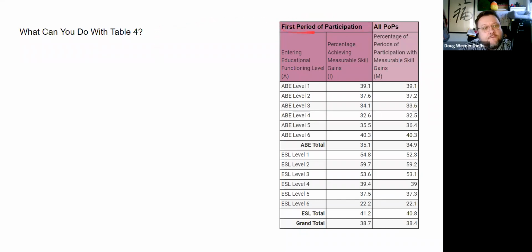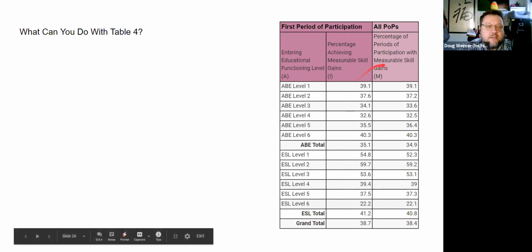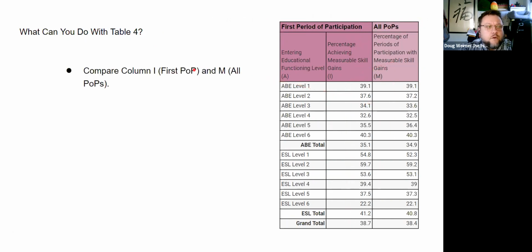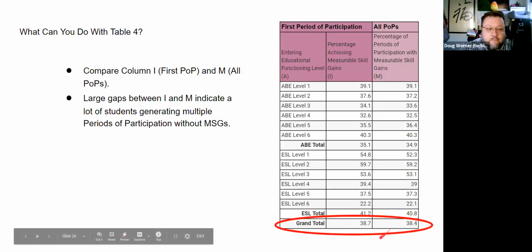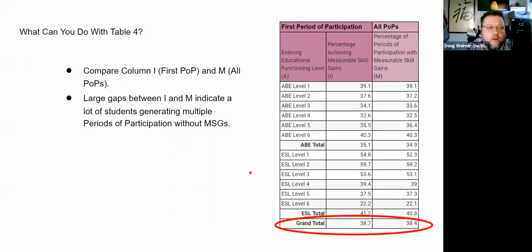Well, as I mentioned, we have this first period of participation section and the all periods of participation. I've taken out just the percentage that achieve their measurable skill gain. Compare those two columns. If we see that there's a huge gap between the gains for the first pop and the gains for all pops, that probably means you have a lot of students that are generating multiple pops, and you might need to work on your retention strategies. If you're not seeing a huge difference, though, your retention as far as keeping them engaged from class to class may not be your issue. And we see in this mock program here, it goes from 38.7% to 38.4%, not a big drop. So in this case, worrying about our pops was not really something we have to spend that much time on.